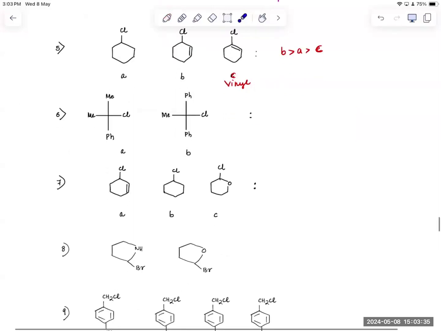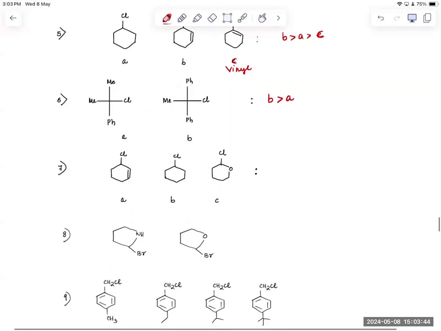Next one, between these two, there are two methyls, one phenyl. Here there are two phenyls, one methyl. So what will be the rate here? B is greater than A. Similarly, here there is an allyl, but here there is a resonance support of the carbocation, which is huge. So C is greater than A is greater than B.